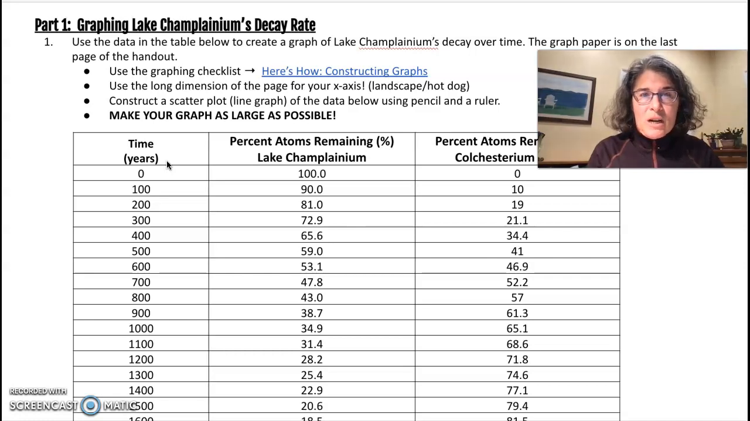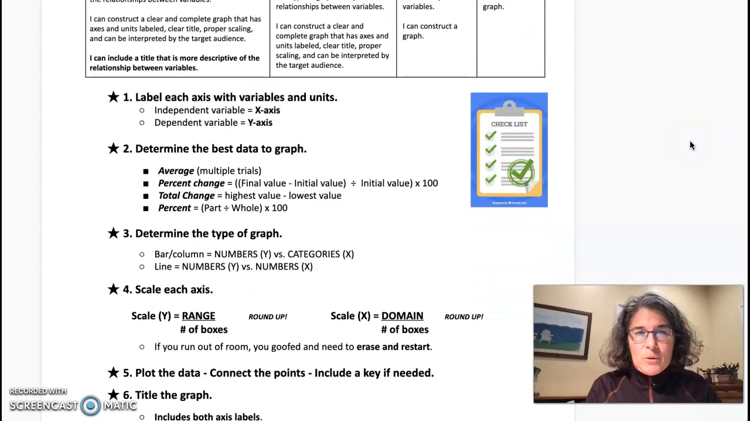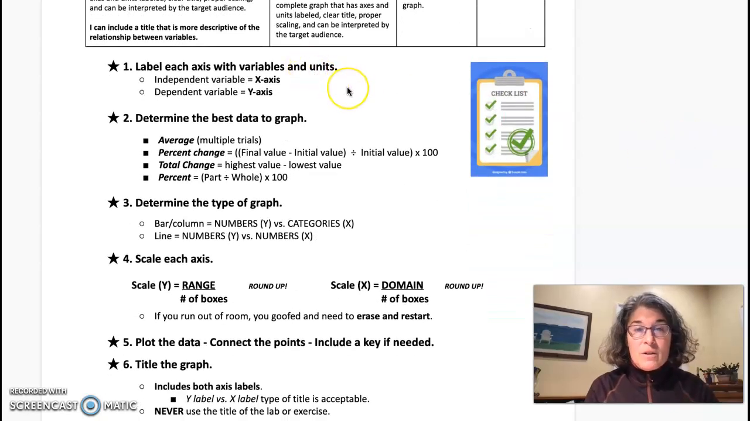When you construct your graph, you want to make sure you're using how to construct graphs, so make sure you refer back to that. You'll remember that constructing graphs rubric, and again, we're aiming for achieving, headed towards extending. As you work your way through this document step by step, it's going to talk you through what you need to do. So the first thing you need to do is label each axis with the variable and units. That's identifying the independent and the dependent variable.